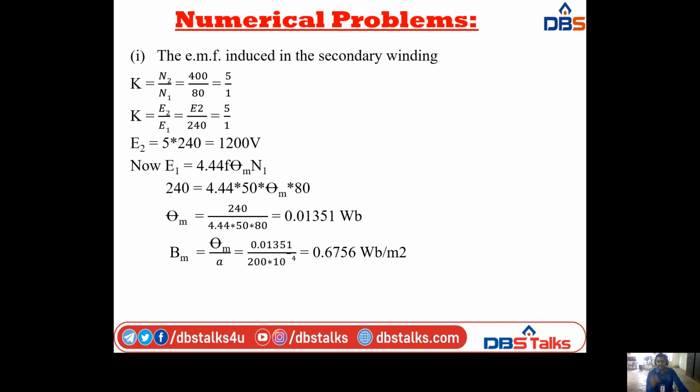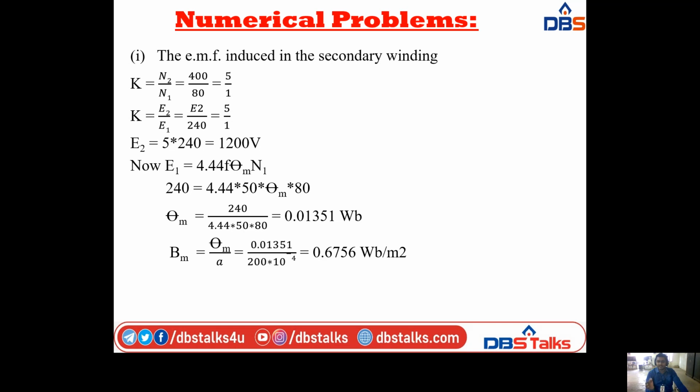Coming to the second case, we have to determine the maximum flux density, that is Bm. Before calculating the maximum flux density, we have to calculate the maximum flux. For that we have the EMF equation of a transformer, corresponding to the primary winding, that is E1 is equal to 4.44 F phi M into N1.